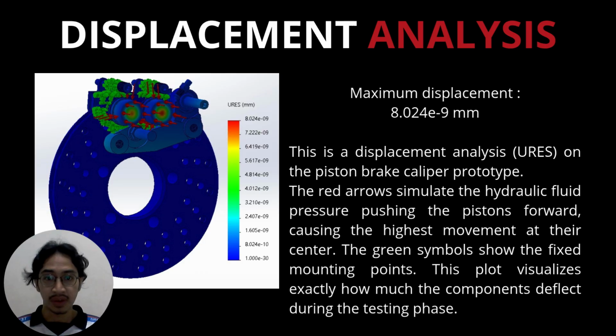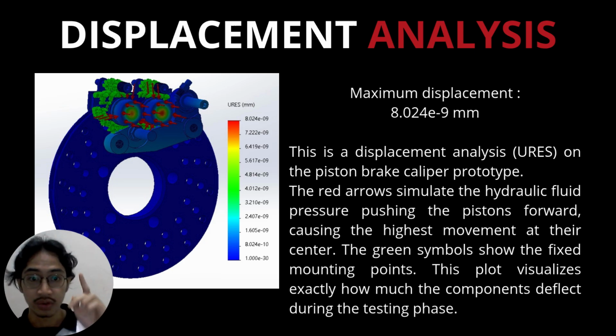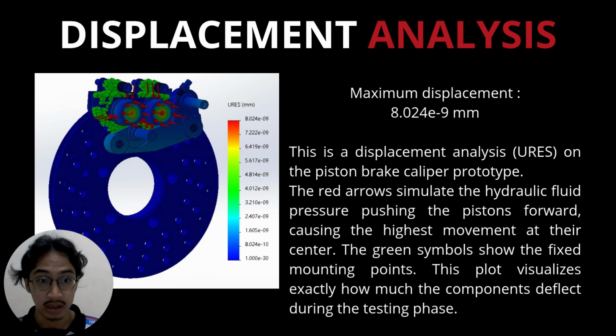Also, for our piston brake caliper, the purpose of this test is to visualize exactly how much our component deflects under operational loads during this testing phase. To keep our testing conditions consistent with the previous stress analysis, the red arrow you see here simulates the hydraulic brake fluid pressure directly forcing the piston forward. The green symbol represents our fixed constraint or mounting points holding the caliper assembly in place.